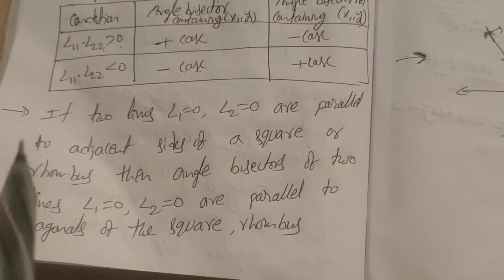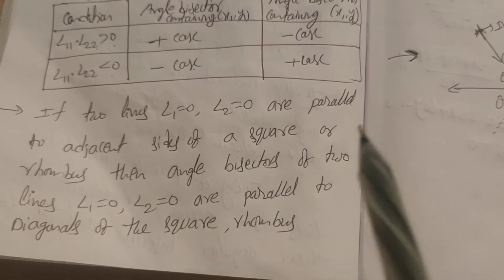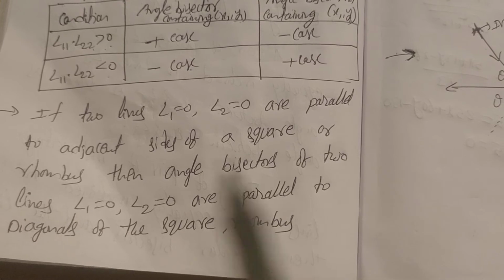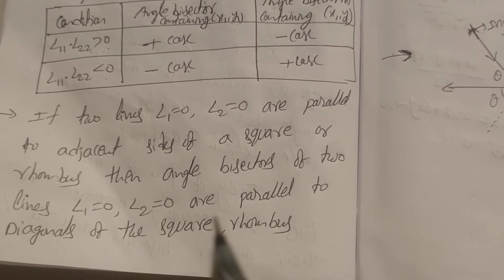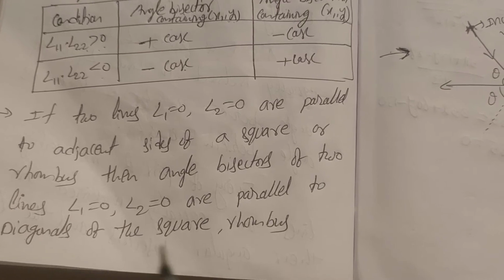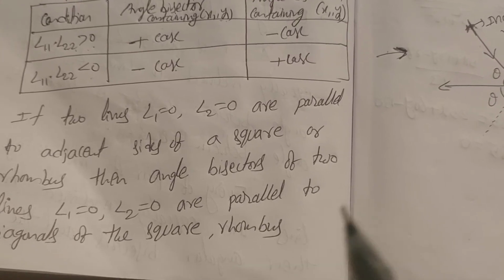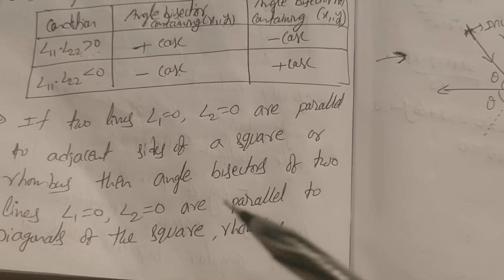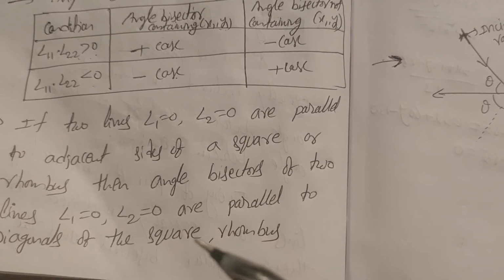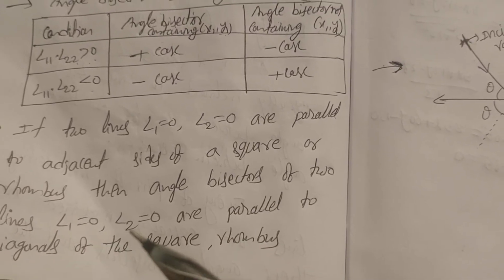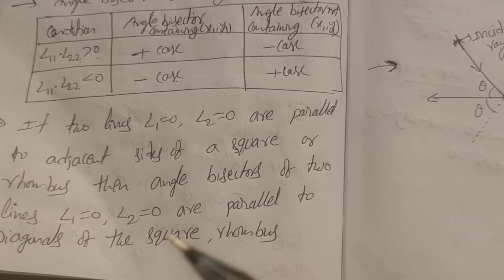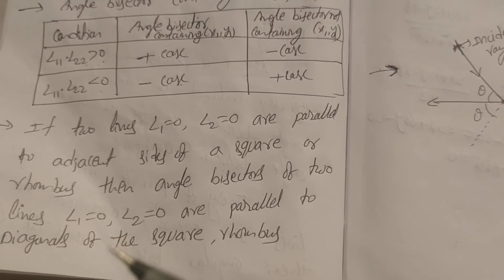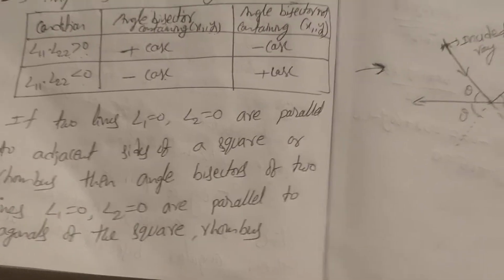See once again, if two lines L1 equals 0, L2 equals 0 are parallel to adjacent sides of a square or rhombus, then the angular bisectors of the two lines are parallel to the diagonals of the square or rhombus. If it is a given square, the angular bisectors are parallel to the diagonals of the square. If it is a rhombus, the angular bisectors are parallel to the diagonals of the rhombus. Very clear answer.